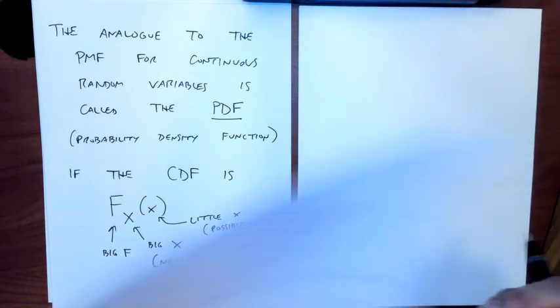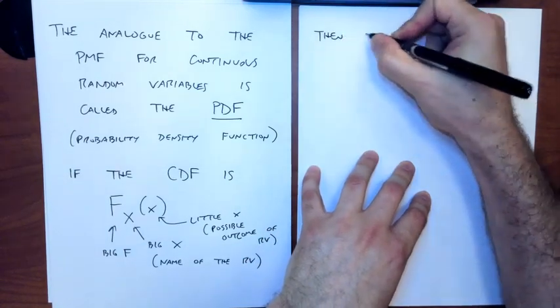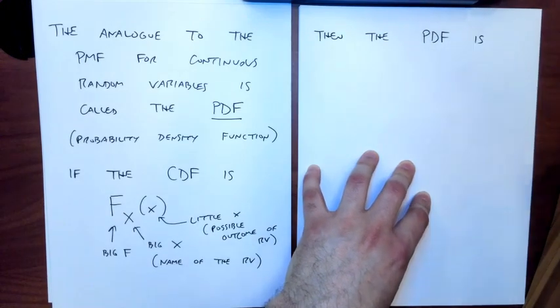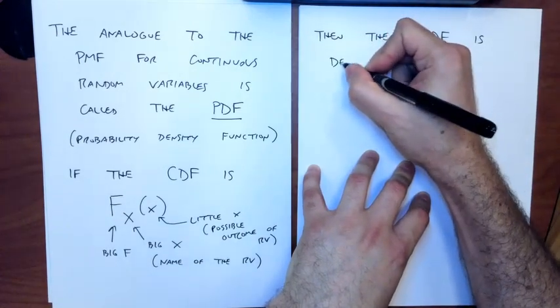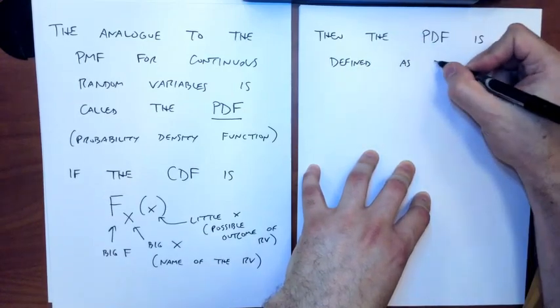What is the definition of the PDF? Then the PDF is defined as the differentiation, or the derivative, of the CDF.